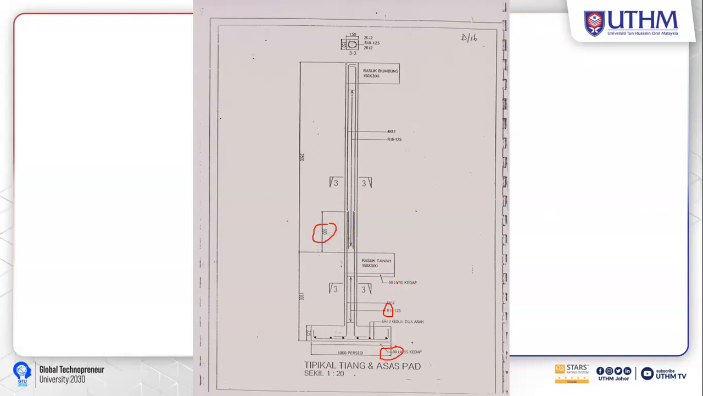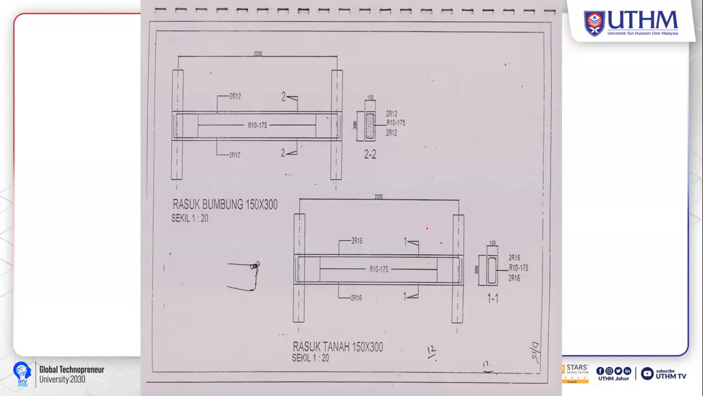So it is according to the construction drawing. This drawing is special for structure drawing. So you as civil engineers will always be involved in the preparation of structure drawings. This is the roof beam structure and the ground beam structure.